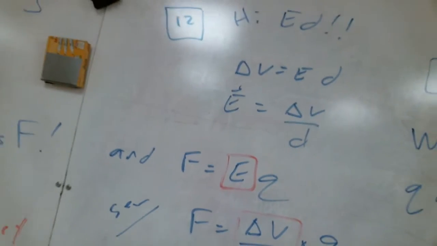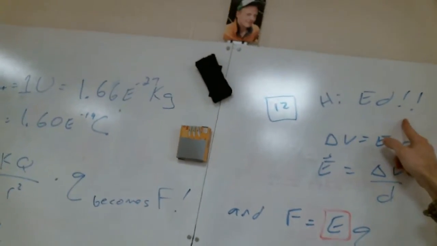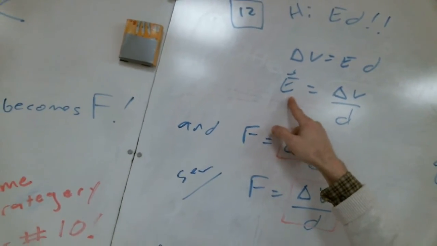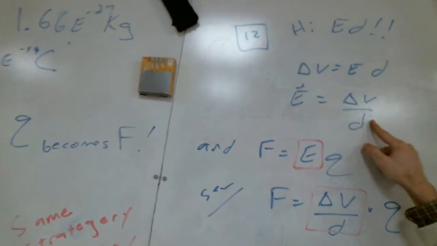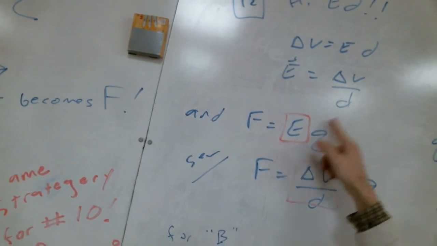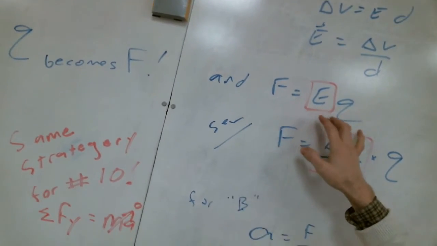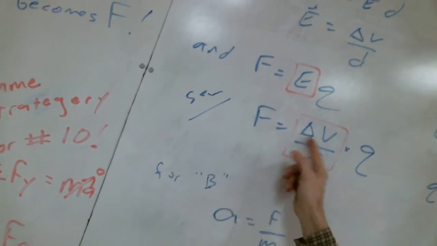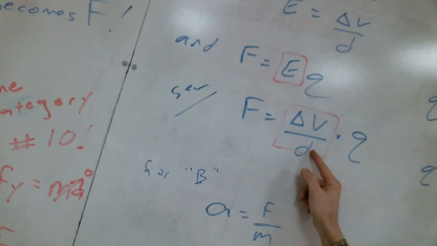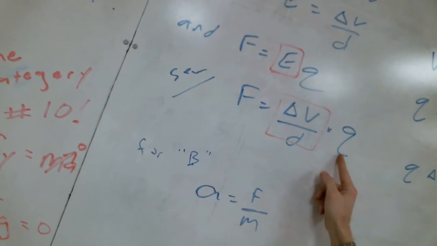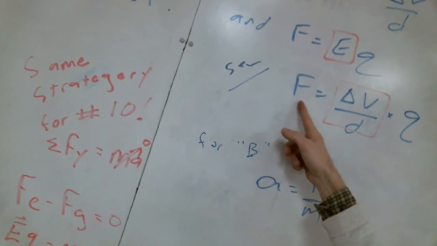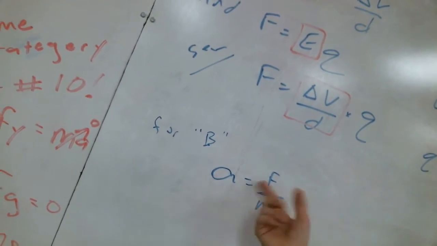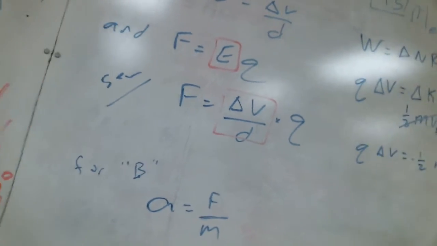To set up number 12, you have to say delta V is equal to Ed, right? So the electric field is the change in voltage divided by the distance, and the force, again, is equal to Eq, which is something we saw in number 8. So that force is equal to E, delta V divided by d, multiplied by q. And when you do that, you'll solve for F. That's pretty simple. For part B, again, it's Newton's second law. The acceleration is the force divided by the mass.